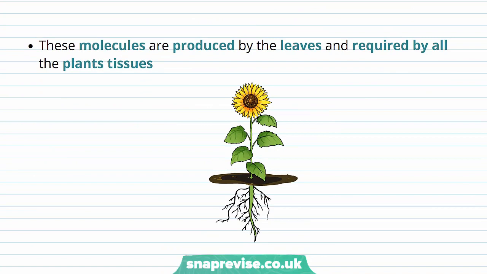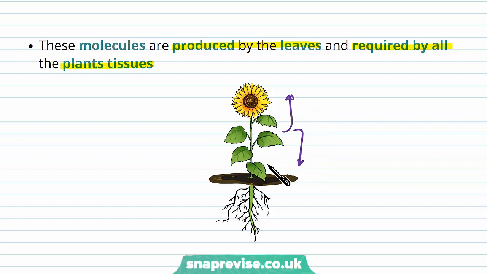So the molecules that we've talked about, the sugars and the assimilates and all of the hormones, they are produced by the leaves during photosynthesis, but they're required by all different parts of the plant because all living cells require such different organic products. And therefore this is why they travel up and downwards, whereas the water only goes up to where it's required.